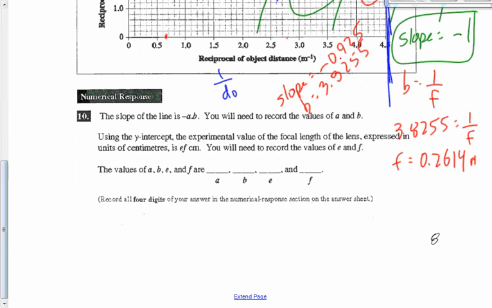Okay, let's express this now. The slope of the line is negative a decimal b. So the slope of the line would be negative 0.9, right? Make sense? And then what's the focal length? Oh, they want it in centimeters here. We've got meters, so it would be 26 centimeters.